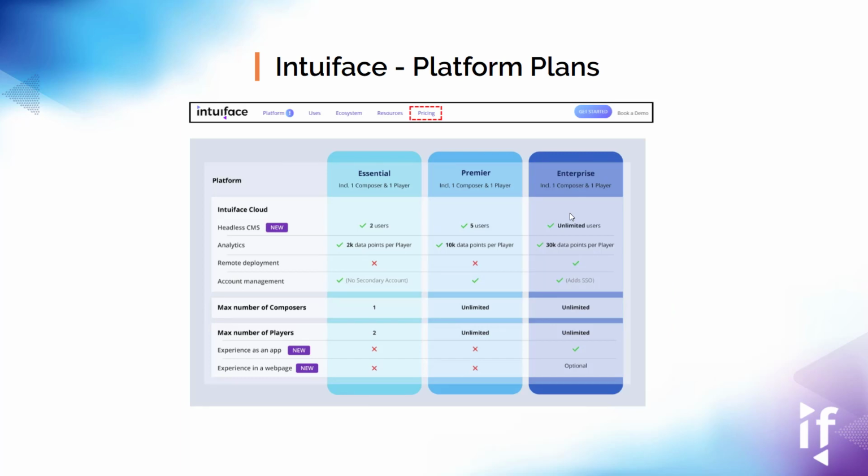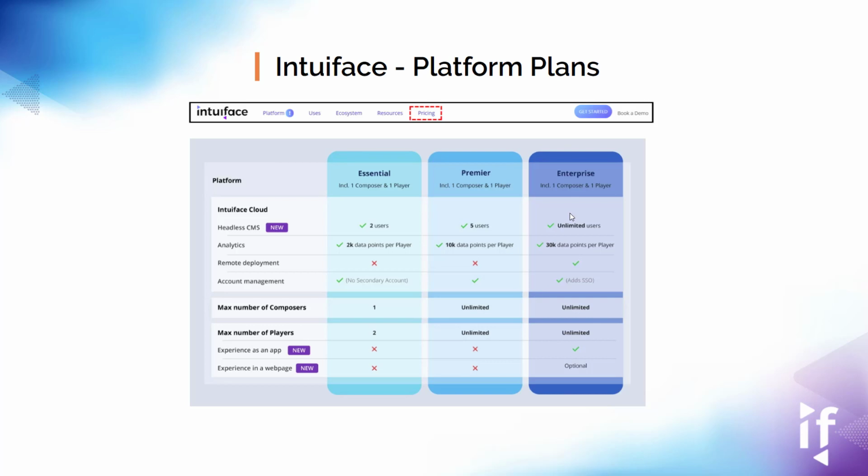So if you want to become an Intuiface customer, you need to purchase a platform. There are 3 different platform levels: Essential, Premier, Enterprise. No matter what platform level you purchase, that annual license, you can get month to month for Enterprise, but typically you're buying annual. Whether it's Essential, Premier, or Enterprise, you're going to get 1 Composer license and 1 Player license. You always will get that. You can buy more players if you want. You can buy more composers if you want, depending on your tier.